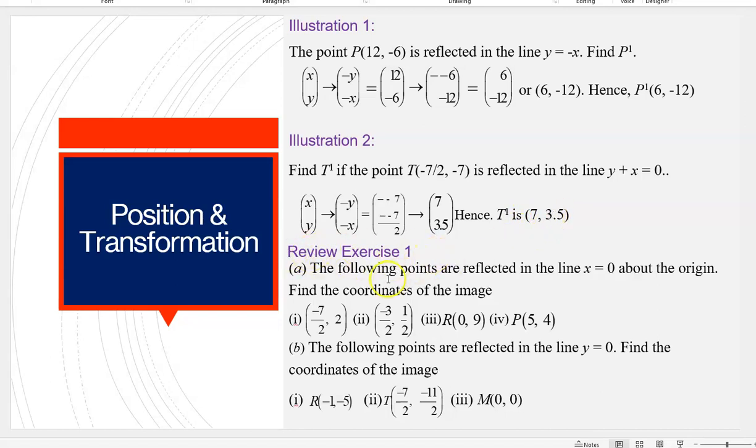Now, there's a review exercise. You can try your hands on this. Make sure you try all the questions, just so you'll be able to know whether you understood the concept that you've learned. Answers have also been provided at the end of the video.